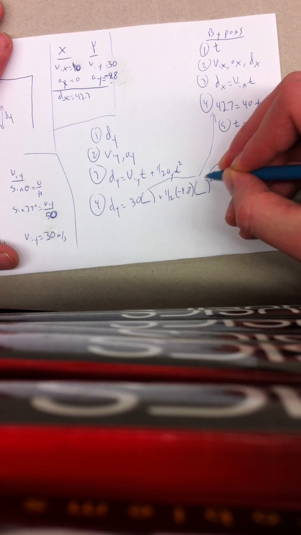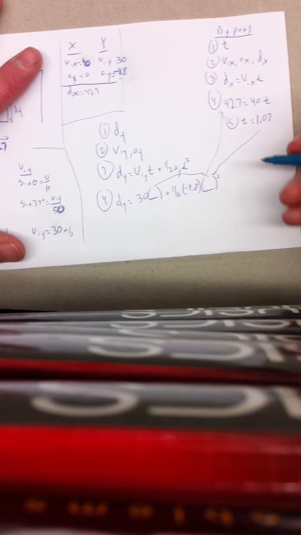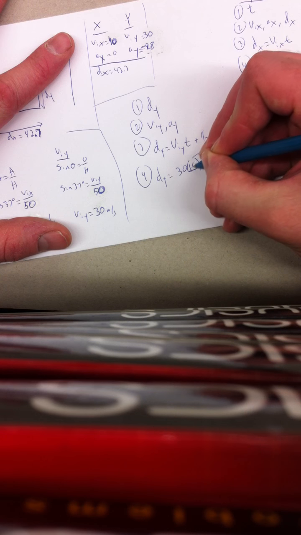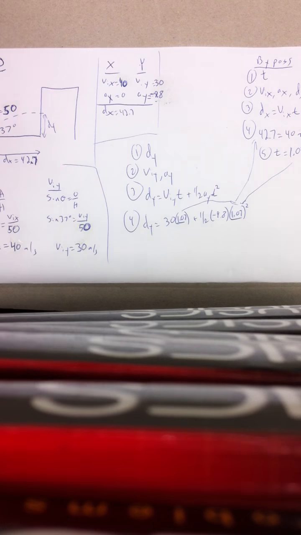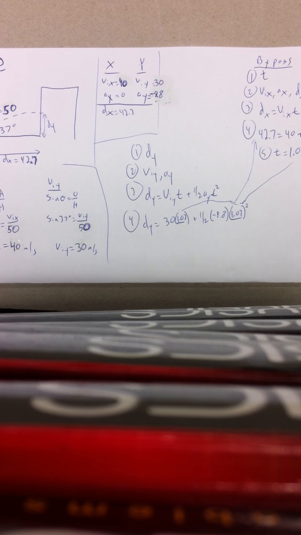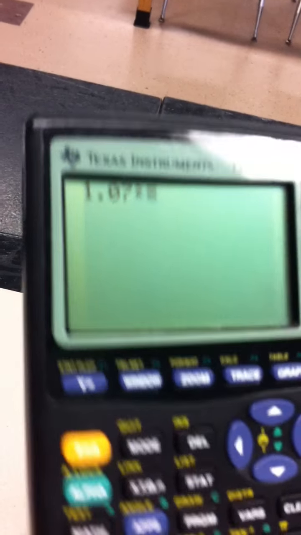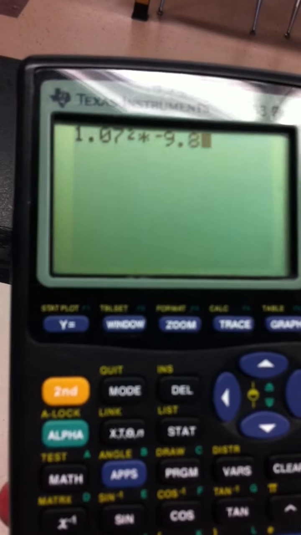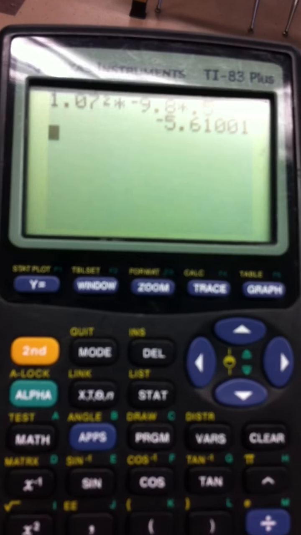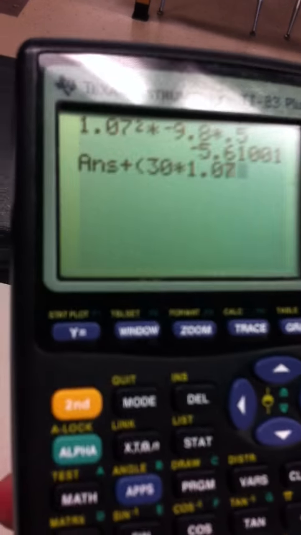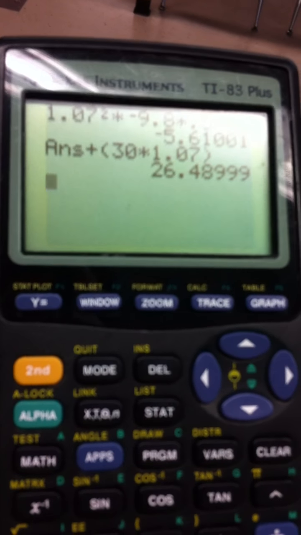Now that comes back down to here and to the other time. So now we have 1.07 in both places. To solve for this, we do 1.07 squared times negative 9.8 times 1/2. We're going to add that to 30 times 1.07. So we get 26.5. That's DY.